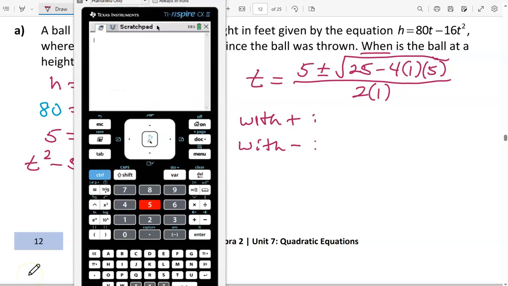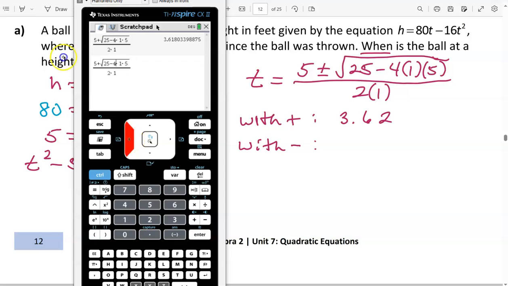For my first solution using the plus in the quadratic formula, control divide gets us a fraction. The numerator is 5 plus the square root of 25 minus 4 times 1 times 5 all over 2 times 1. And that gives us a value of 3.62. And now I'm going to do the same computation with minus.